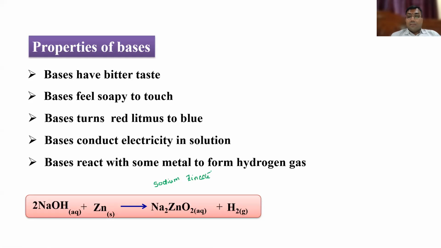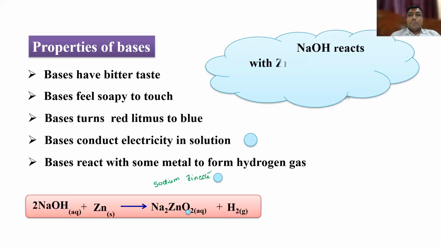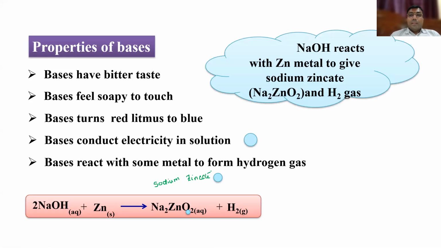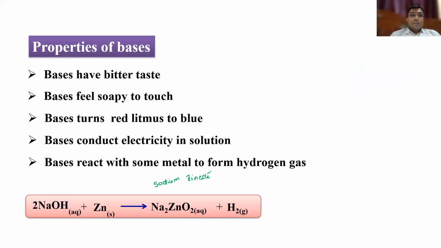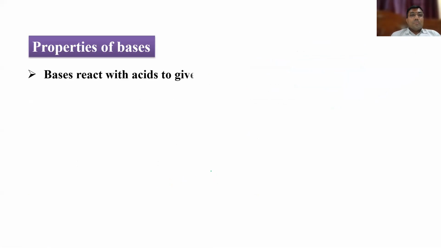It's called sodium zincate. So that's what it is. Sodium zincate and hydrogen gas will be produced, right? So next, some more properties.